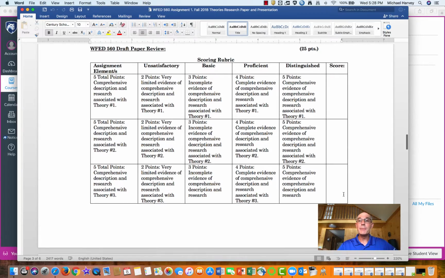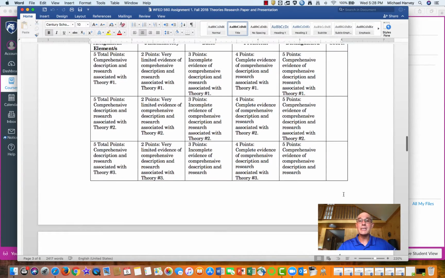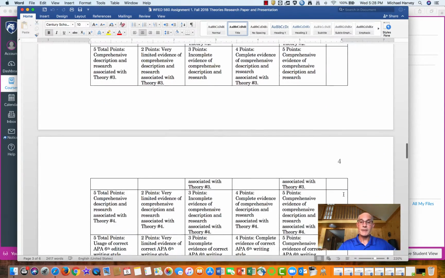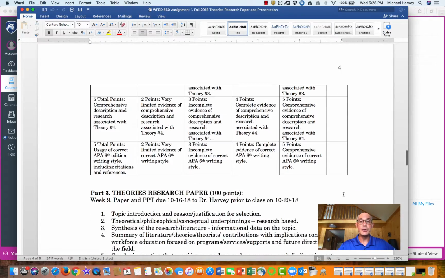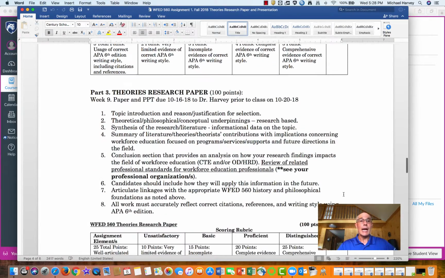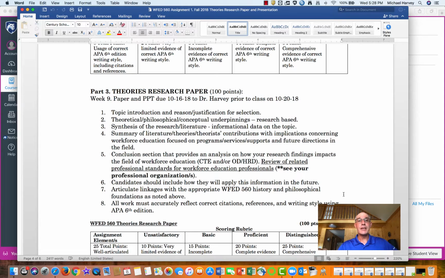Again, the draft paper review scoring rubric is here. Have a chance to take a look at that. It is due week 7. Then there is your actual final finished paper. After we meet and discuss your draft paper, you will have an additional 2 weeks before this assignment is due to finish the paper, to complete the work, and to have this in final form for submission, and also your PowerPoint presentation ready for class.